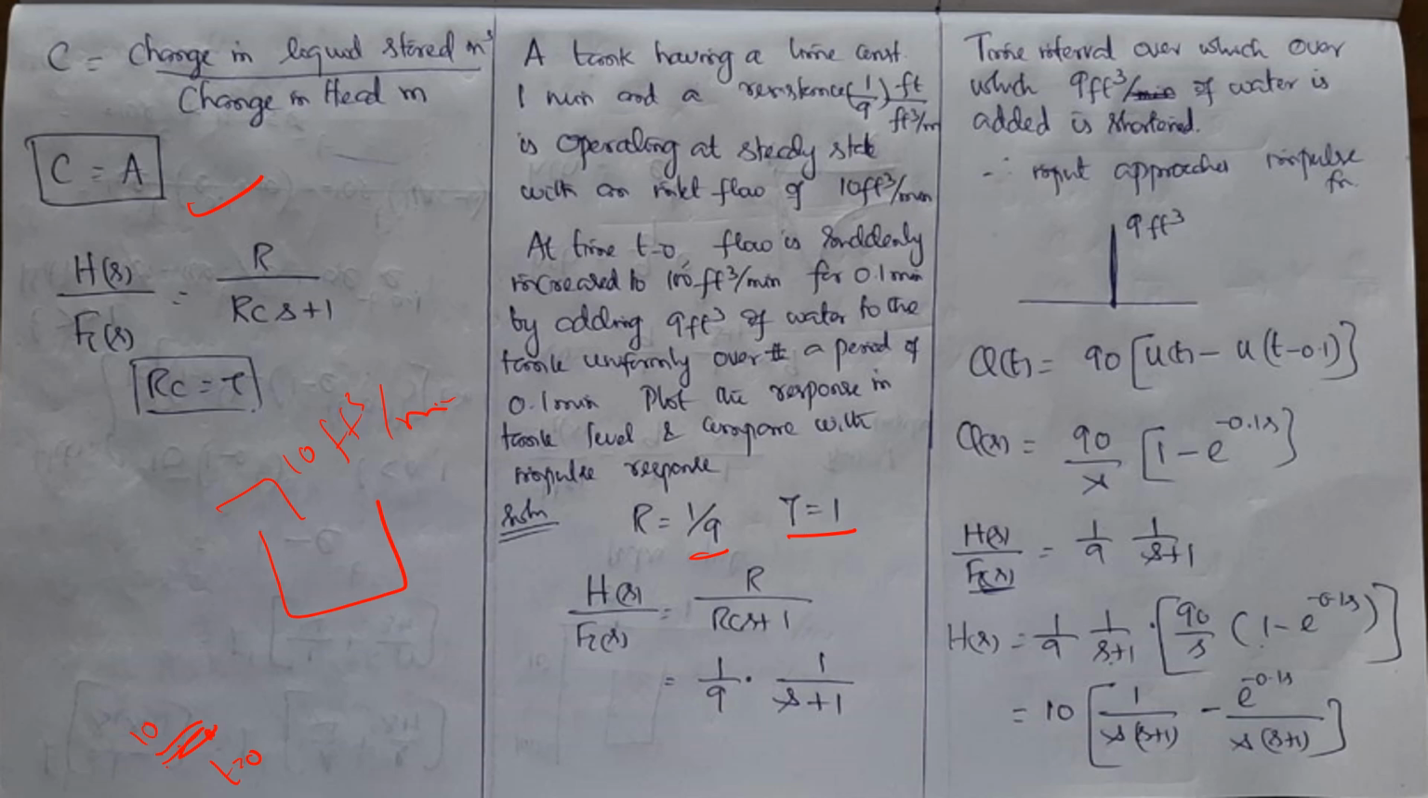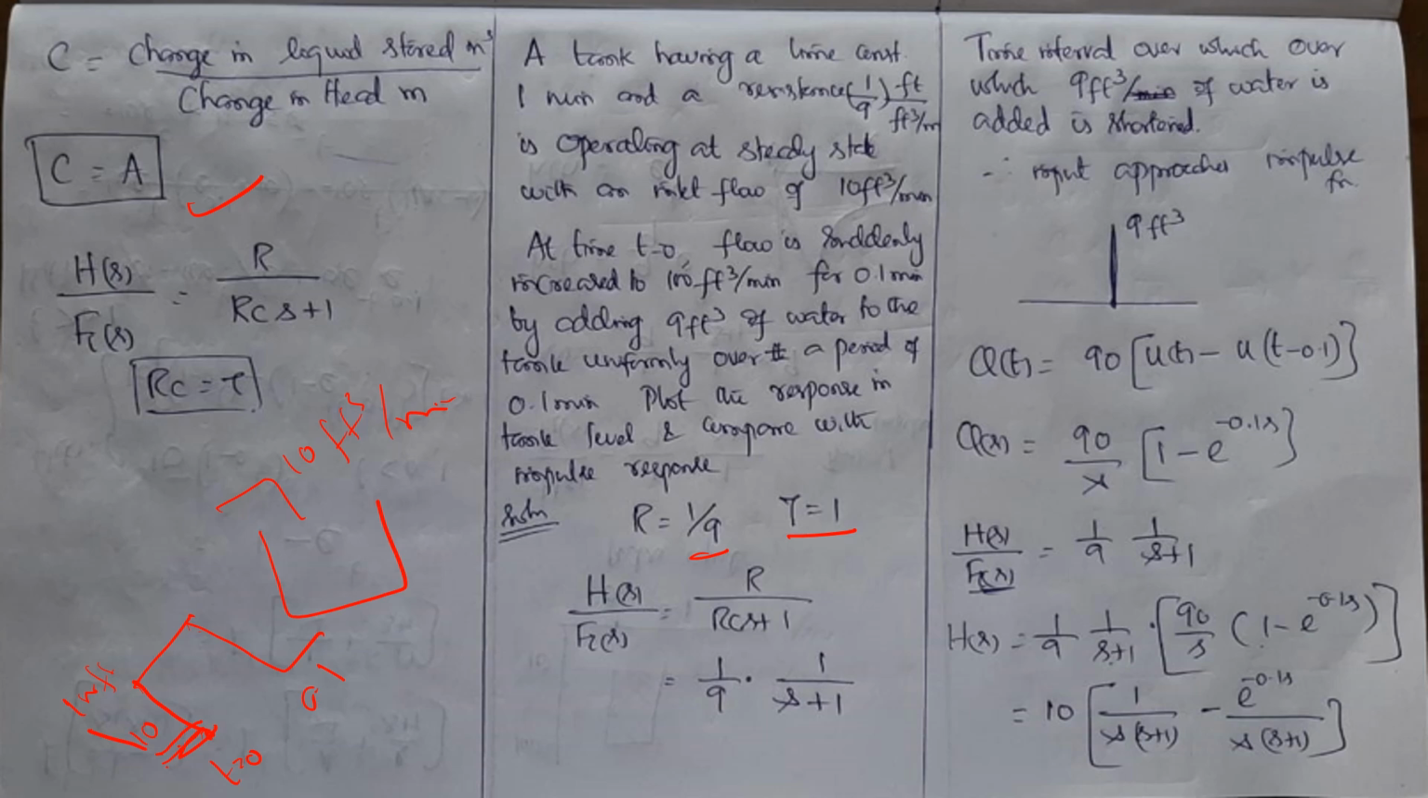Then at t equals 0, the flow is suddenly increased to 100 feet cube per minute. So it moved from 10 to 100 at t equals 0, and it remains there for 0.1 minute. From 0 to 0.1, the level was maintained at this state. So at t equals 0, the flow is suddenly increased to 100 feet cube per minute for 0.1 minute, by adding 9 feet cube of water to the tank uniformly over the period of 0.1 minute.